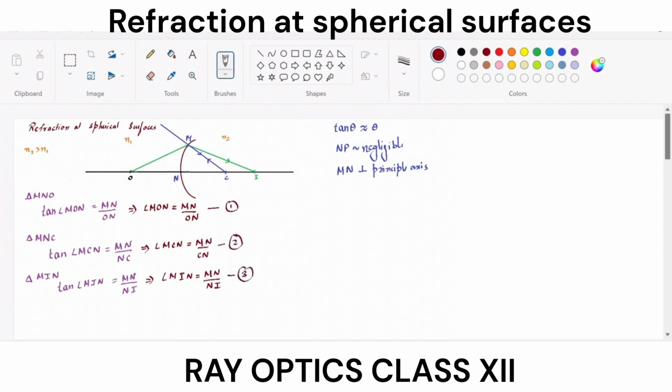Now we know that refractive index mu, by Snell's law, is sin i upon sin r. And refractive index mu is nothing but the ratio of N2, the second medium, upon the first medium.